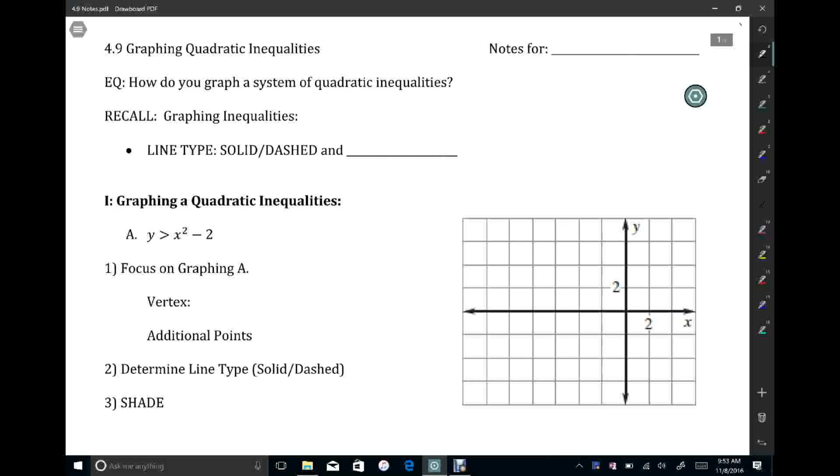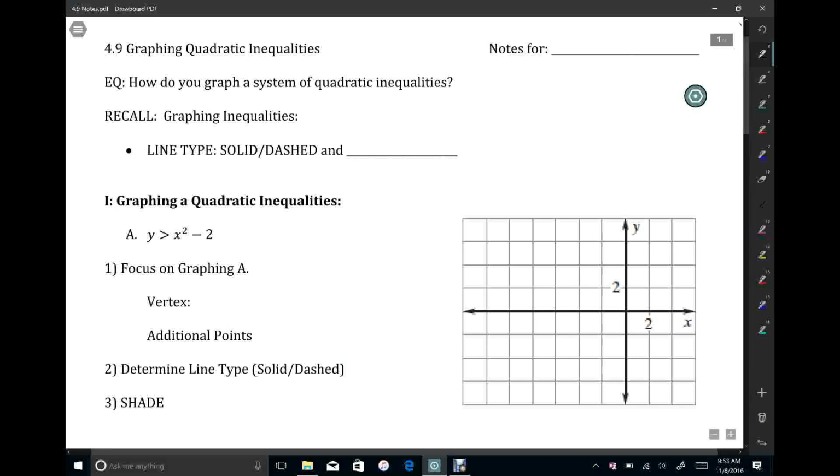Alright guys, here are the 4-9 notes for graphing quadratic inequalities. Oh, there's your EQ. I let you have it right off the bat. But this stuff is very easy, so let's get right on down into it.